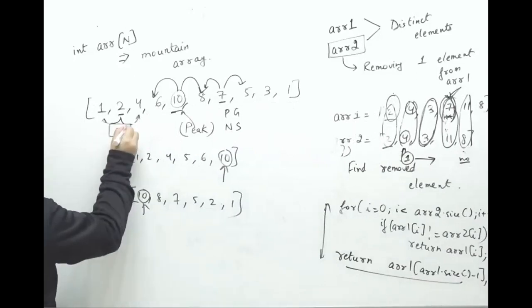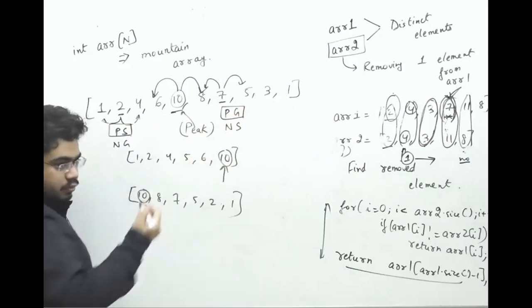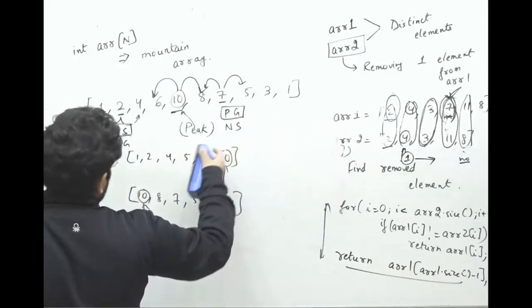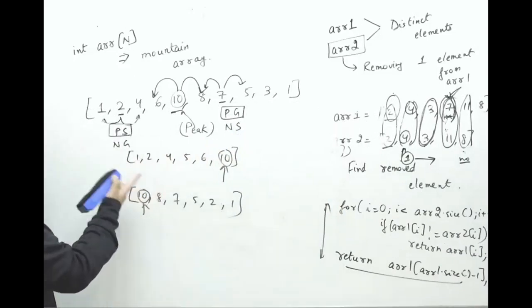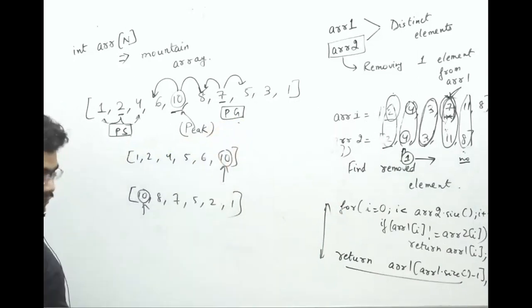Previous will be always smaller. And on the right side of the peak, previous will always be greater. Let's forget about next. We just need one to check. We don't need both. But ideally, you can also do with the next. It's your choice whether to use previous or next. I'll use previous for this case.